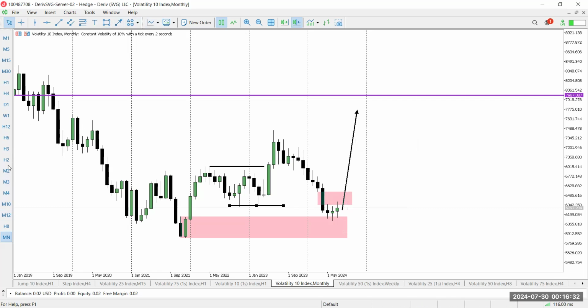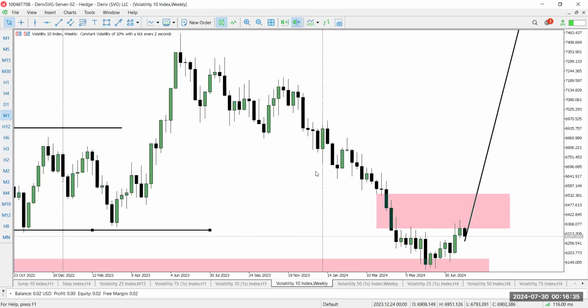So going down to our weekly time frame, we can see that already price touched into the fair value gap, and we are seeing that reaction to the downside. We still have another fair value gap here on the weekly, which price may target to refill and use that as a support to continue pushing to the upside.